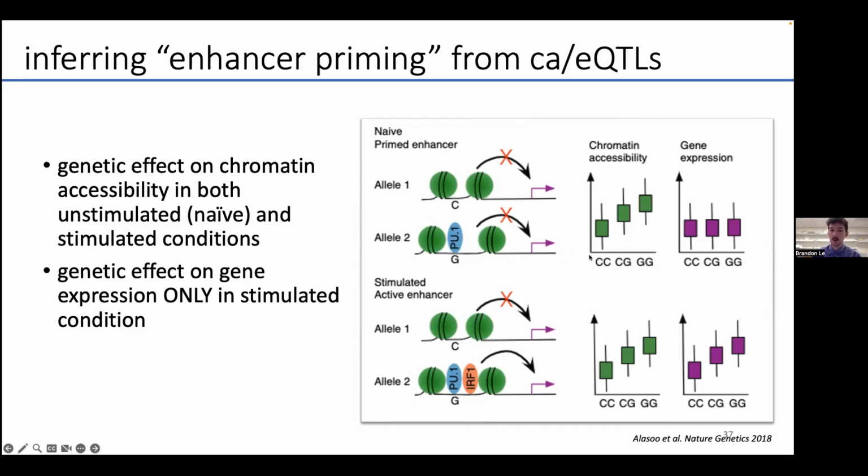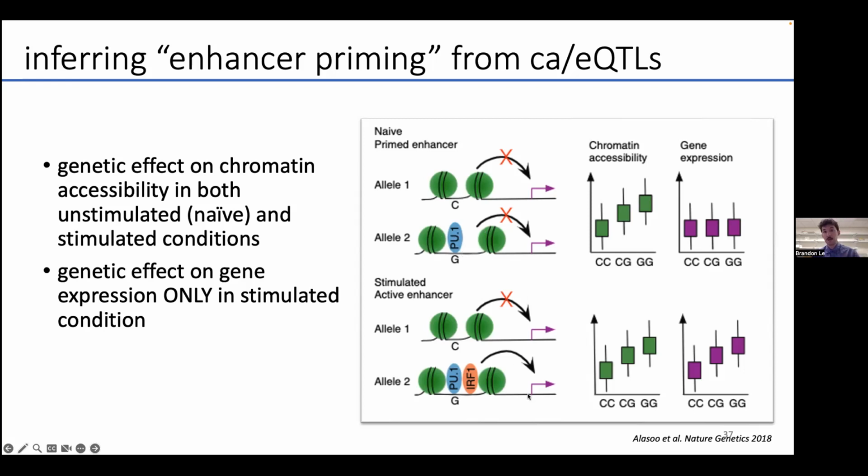So we see the G allele opens the chromatin at this site, maybe by allowing binding of a pioneering transcription factor. But at baseline or unstimulated conditions, we don't see an effect of this allele on gene expression at all, even though it may be open for business on the chromatin.